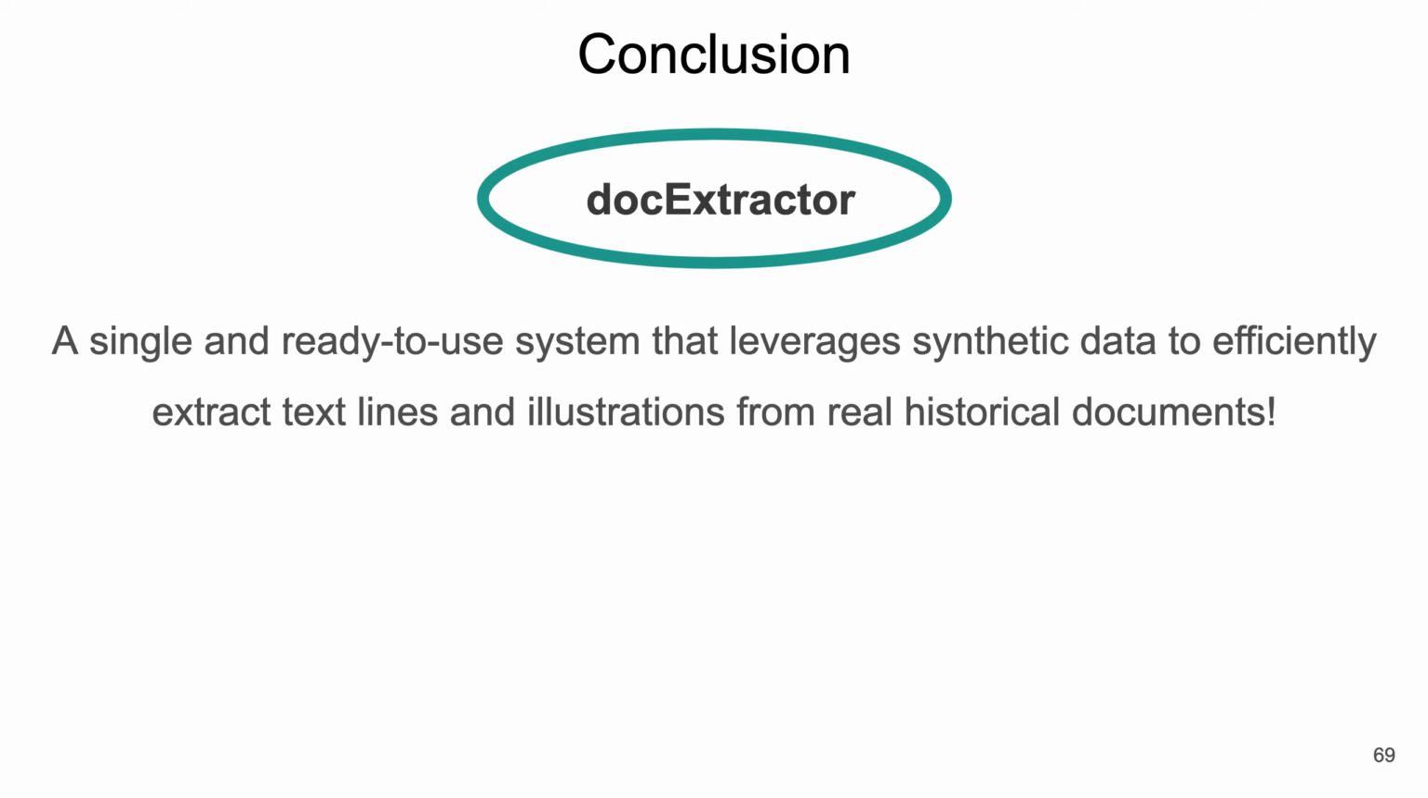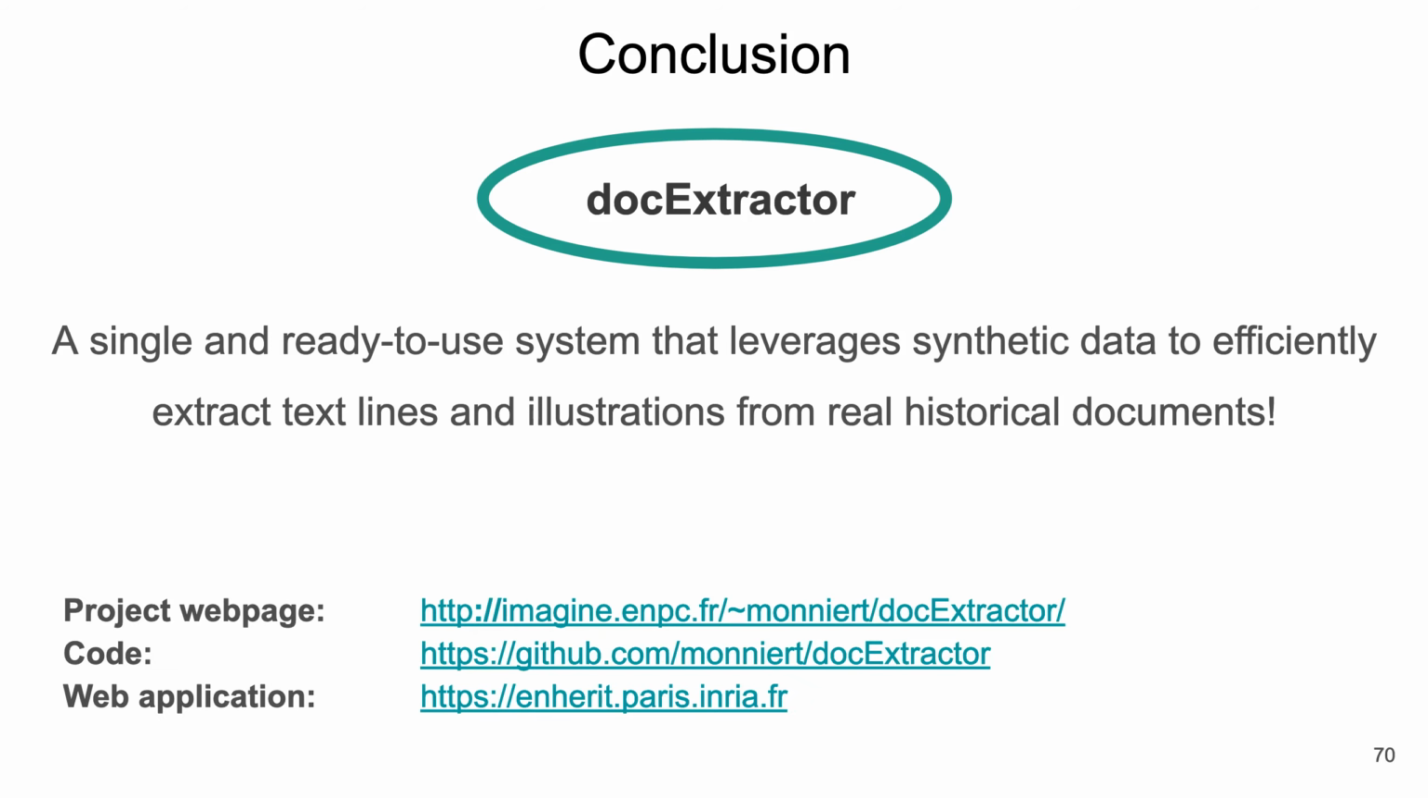To conclude, in this work, we presented docExtractor, a single and ready-to-use system that leverages synthetic data to efficiently extract text lines and illustrations from real historical documents. Code, models, and datasets are online. More information is available at our project webpage.